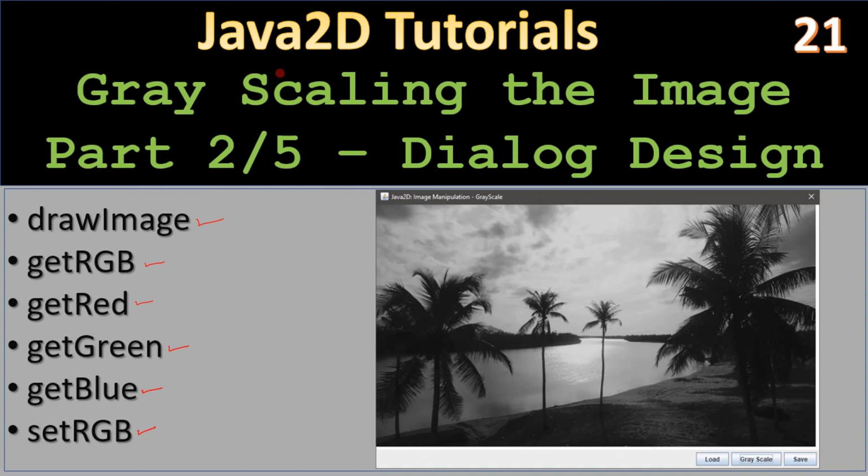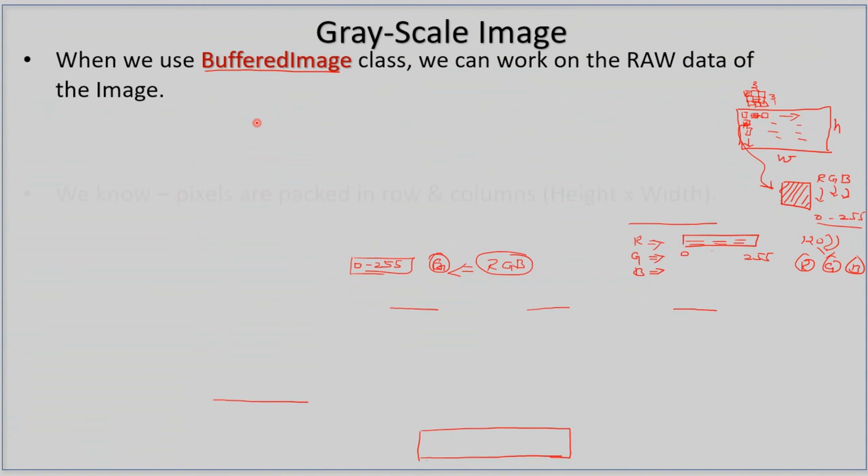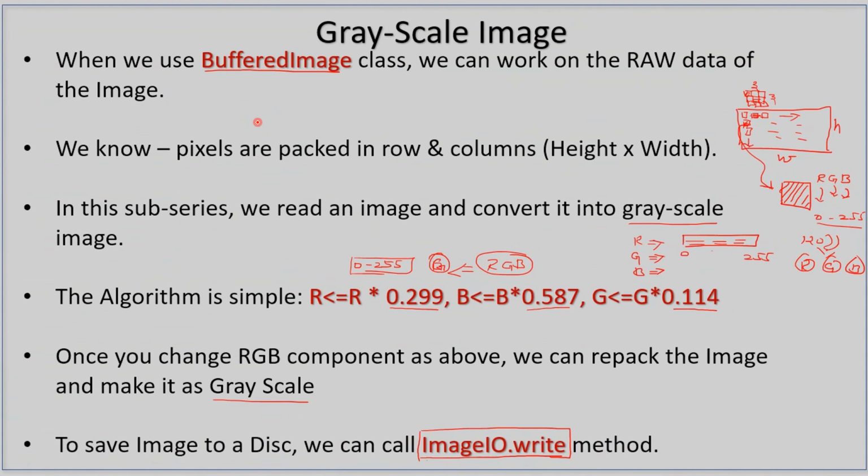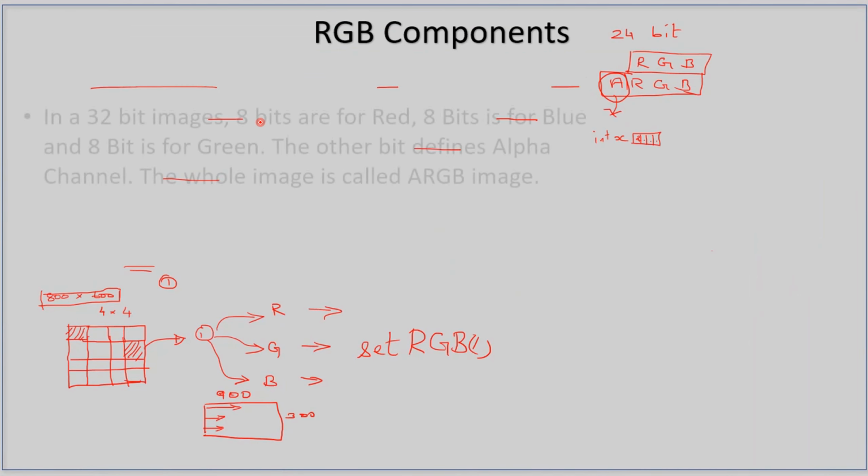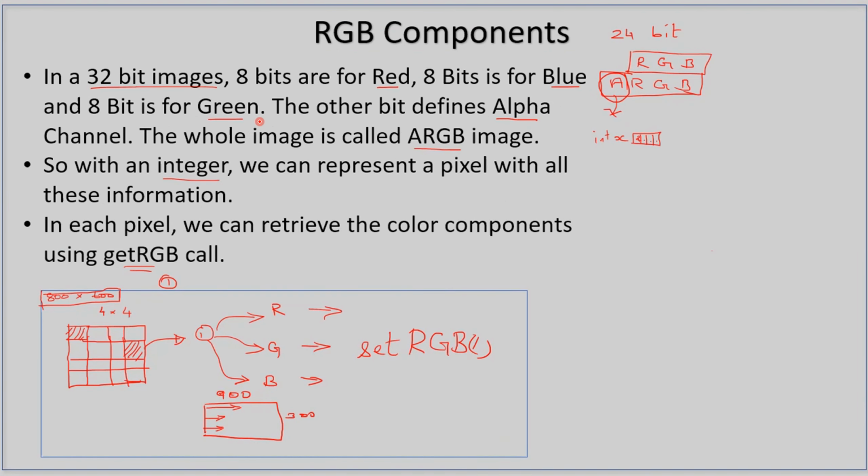Now you are watching part 2 of the sub-series grayscaling the image. In the last video we learned about the grayscale concept and how the image is packed with the red, green, blue components. We also learned the difference between a 24-bit image and a 32-bit image.